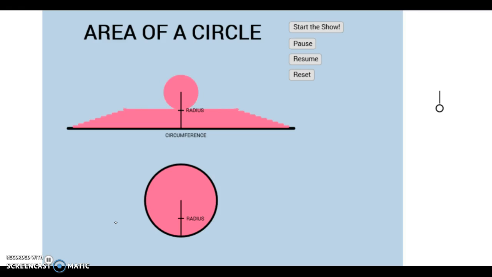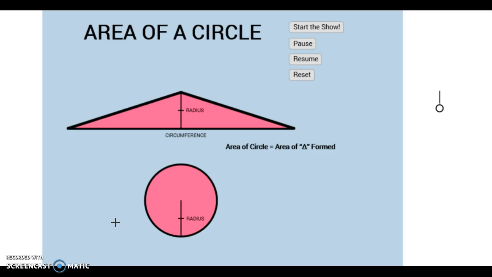So again, we're still peeling away layers and layers. And if you notice, each layer that we're peeling away has a smaller and smaller radius. So we're just getting smaller pieces. Now, what ends up happening is it looks like it's forming a triangle. Let's see if it does. And it does. And so the area of the circle is the area of this triangle that's been formed because we've peeled it away into another shape.